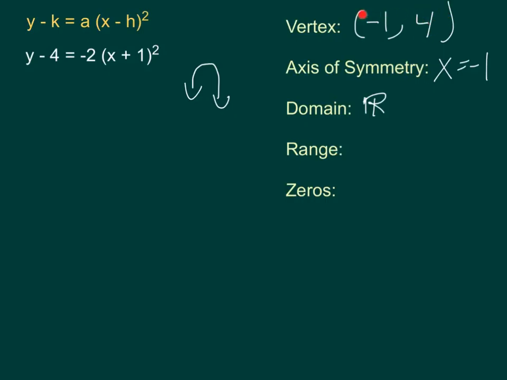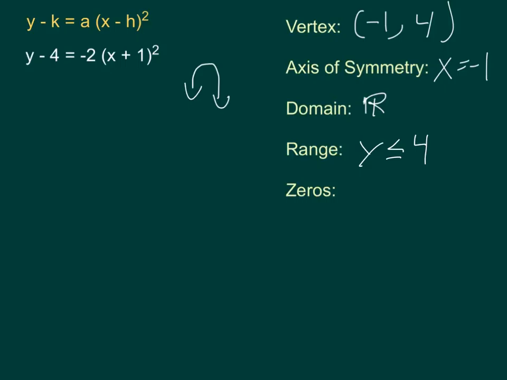That maximum is going to be 4, which means that my range is going to be everything 4 and below. The way I write that, I just say y is less than or equal to 4. And so for range, the way that it opens is going to determine whether it's less than or equal to or greater than or equal to. For these problems, we're always going to have the "or equal to," so you really just have to determine if it's going to be less than or if it's going to be greater than.